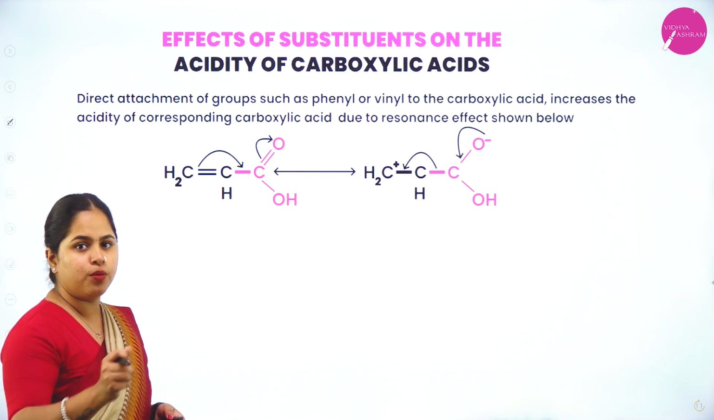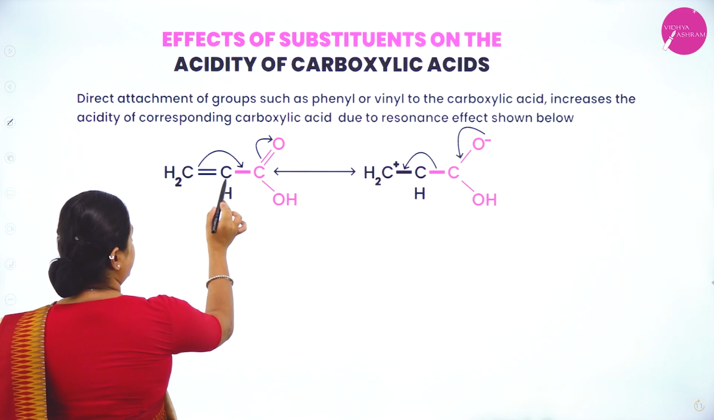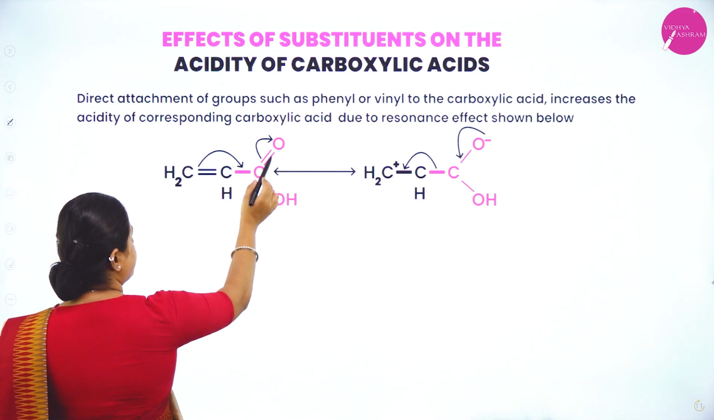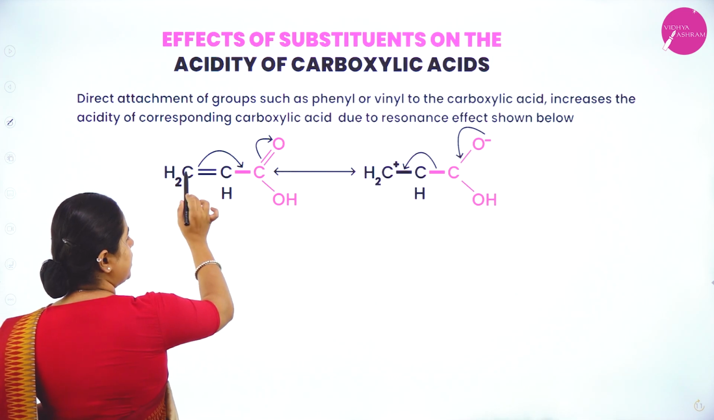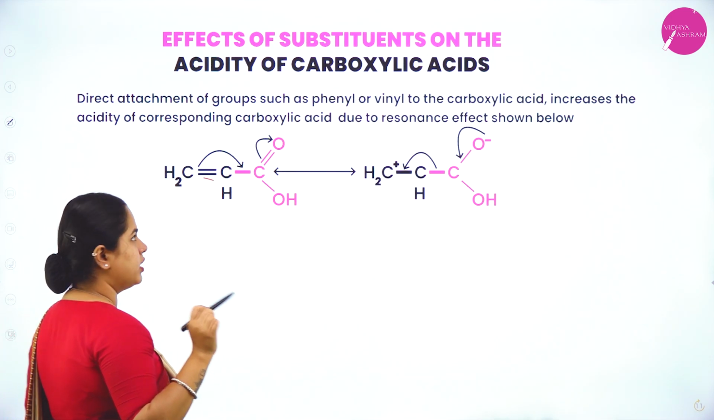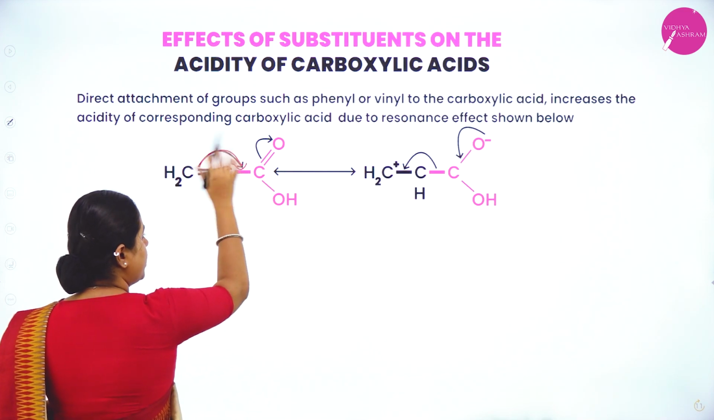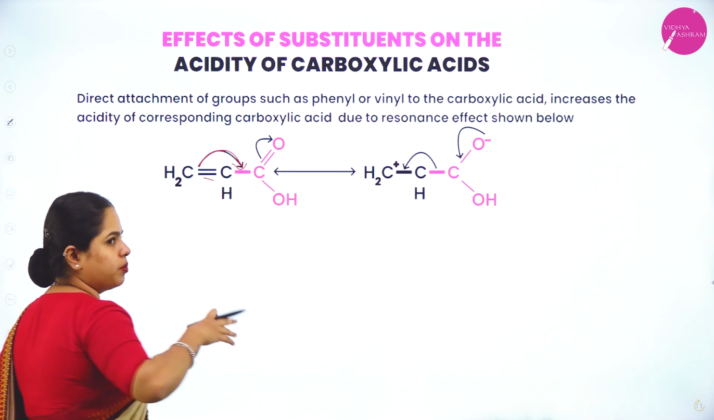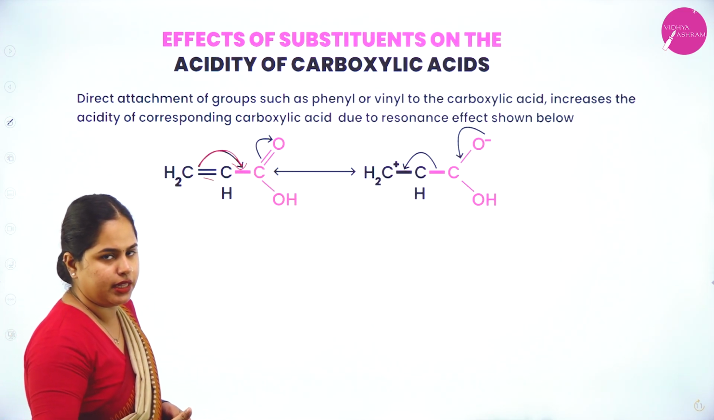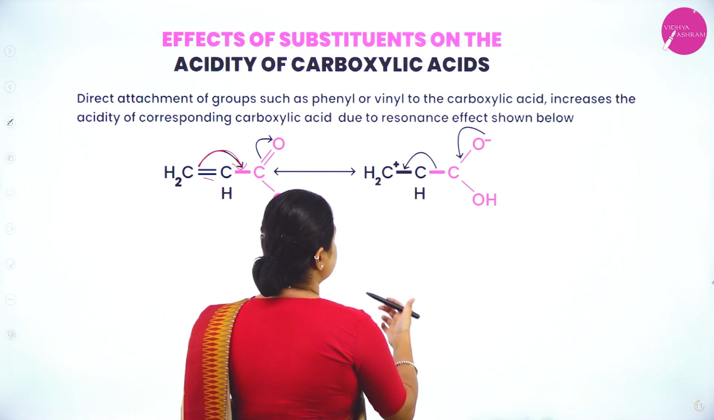Now, what is vinyl group? As you can see here, CH2 double bond CH, and the functional group is directly attached to the carbon atom which is part of a double bond. So, that is called vinyl. So, you can see what happens. This double bond also can donate its electrons towards the carbon atom, and more resonance will be there. Hence, more acidity.